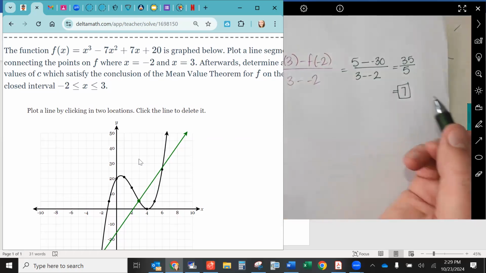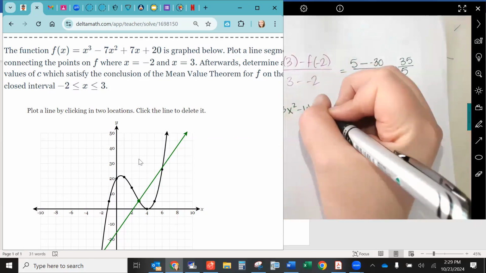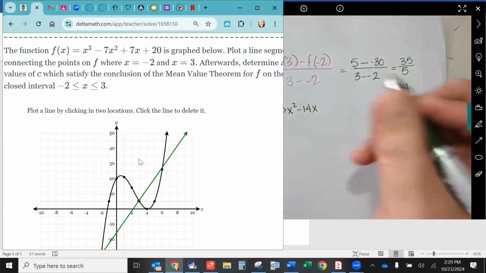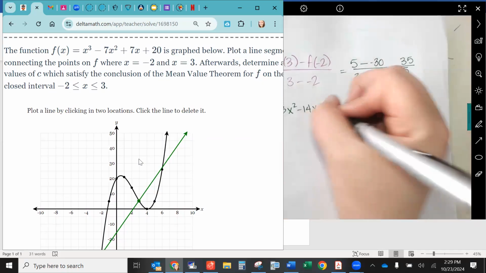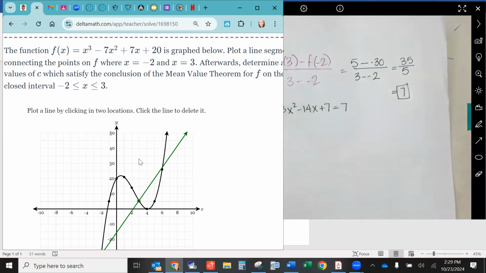Taking the derivative of this right here. Okay, hold on. 3x squared minus 14x, then what? Plus 7. That's the derivative, and I want to set it equal to the average slope, 7.